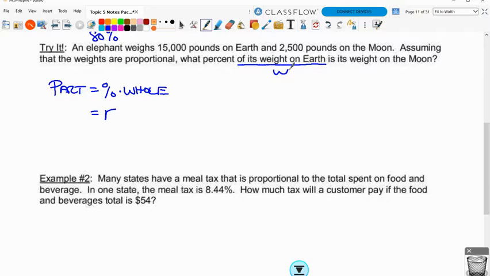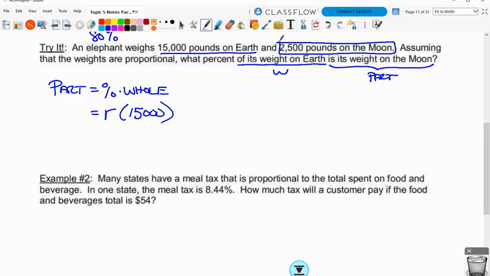Its weight on Earth was 15,000 pounds, so this is going to be the whole value. What percent of its weight on Earth is its weight on the moon? Again, the word is usually attached to the part. So the weight on the moon is going to be the part, which we see right here, 2,500 pounds on the moon. Let's put that in for the part. 2,500 equals R times 15,000 is our equation.